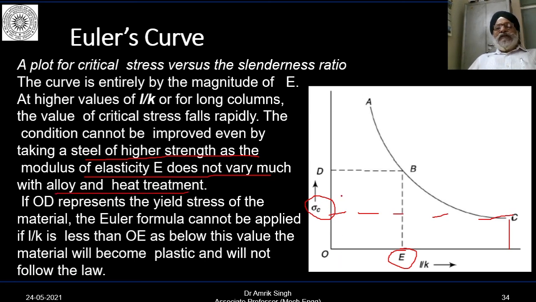If OD represents the yield stress of the material, then the maximum value of the Euler formula is represented with the point E. So the Euler formula cannot be applied if the slenderness ratio is less than OE, that means for the short columns on that side. Below this, the material will become plastic and will not follow the law.